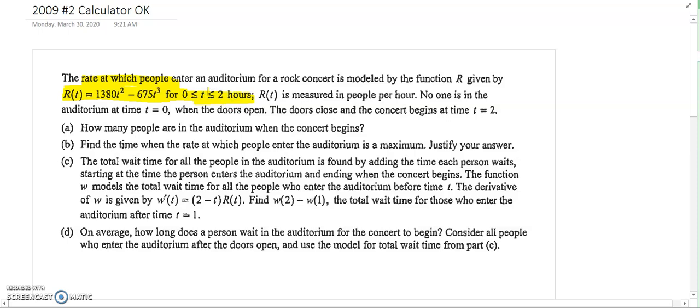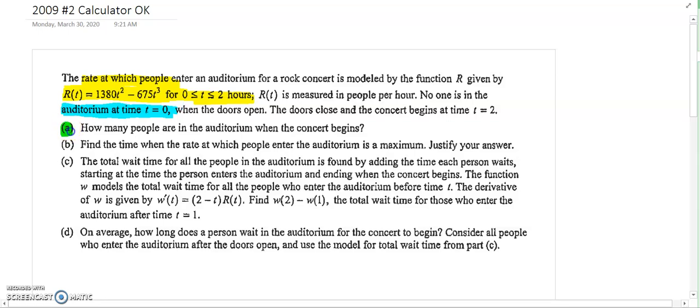The rate is measured in people per hour, and we want to see if there's an initial amount of people. At time equals 0, we do not have anybody in the auditorium when the doors open. And the doors close when the concert begins at t equals 2, which again lends itself to saying no more people will enter the concert at this time.